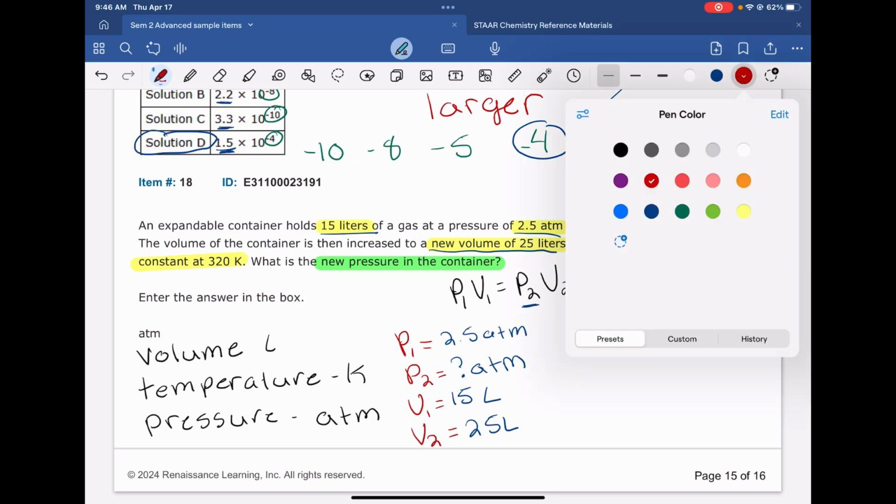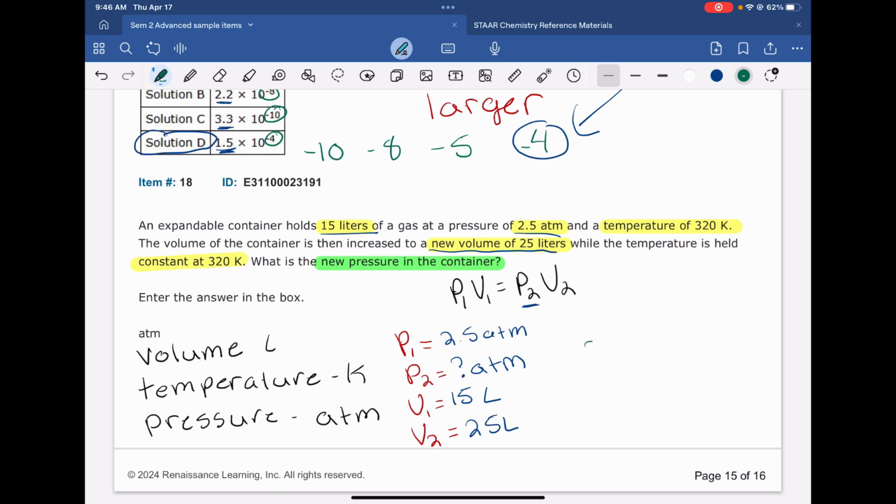Now you're just going to take those numbers and plug them in for the variables in the equation. So we know that our P1 is 2.5 times V1, which is 15, equals our P2, which is what we're solving for. So we're going to leave that as P2, times our V2, which is our final volume, which is going to be 25 liters.